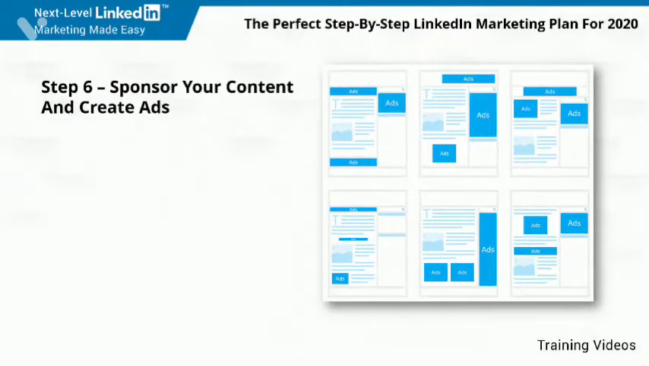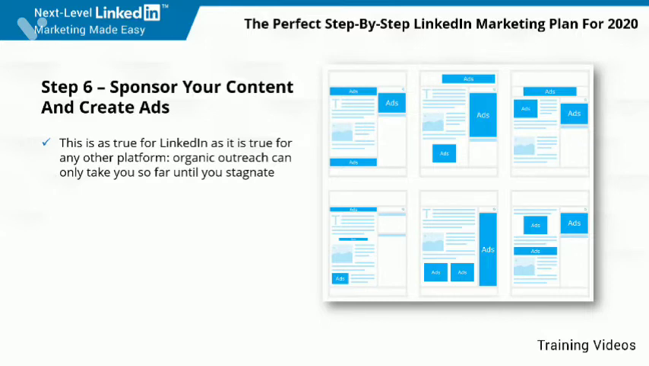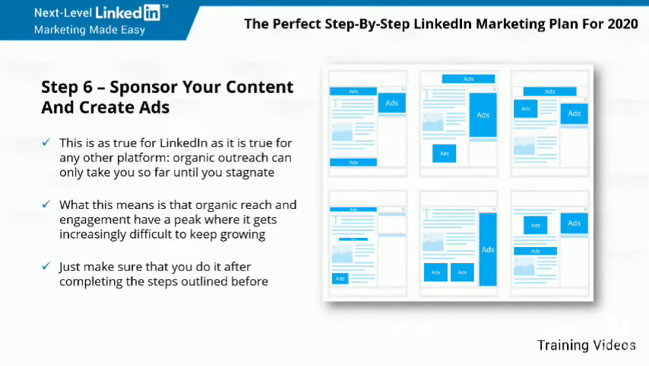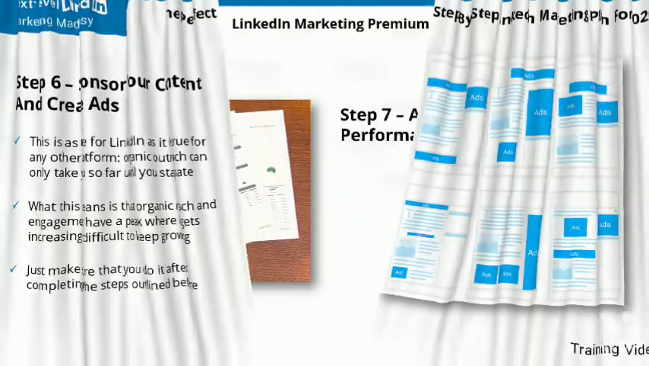expertise. Step number 6. Sponsor your content and create ads. This is as true for LinkedIn as it is true for any other platform. Organic outreach can only take you so far until you stagnate. What this means is that organic reach and engagement have a peak where it gets increasingly difficult to keep growing. If you want to keep growing and reaching a larger audience, you'll have to start sponsoring your posts and creating ads. Just make sure that you do it after completing the steps outlined before. The idea is that you have a strong presence, a significant collection of content pieces, and a large following before you reach more people with promoted posts and ads.